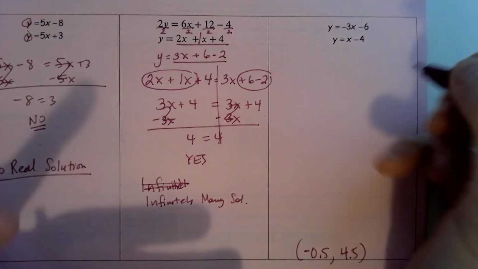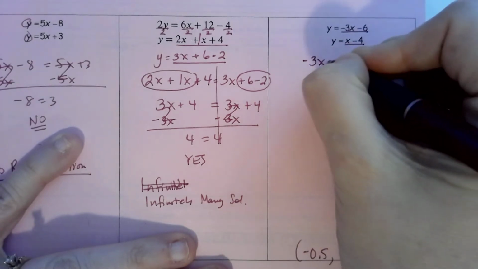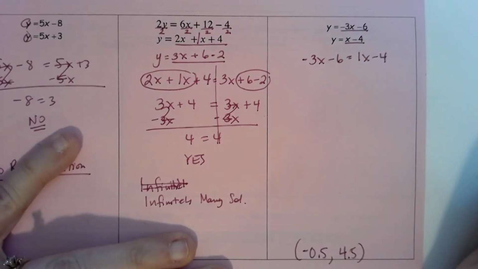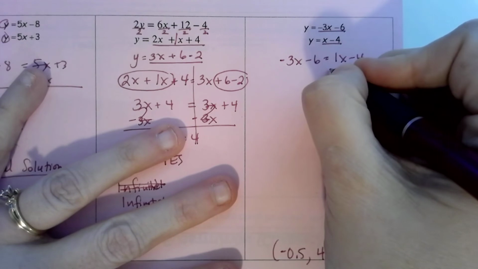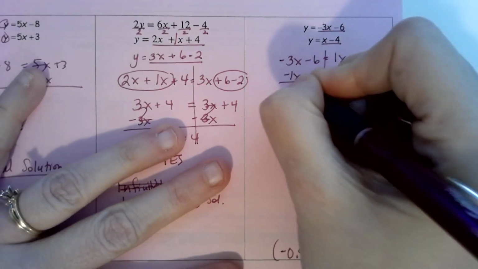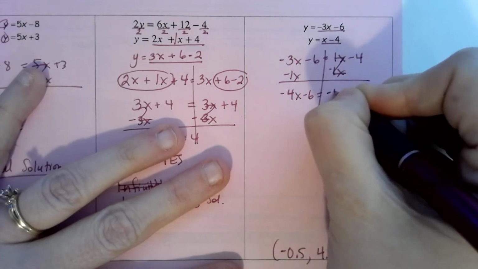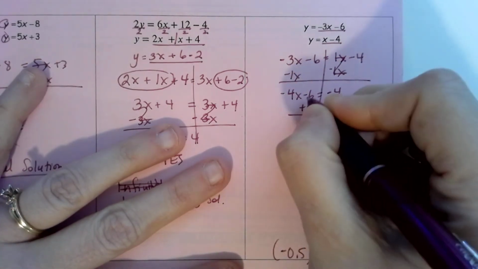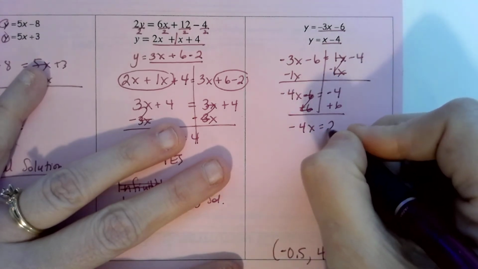All right, so let's try this one out. Okay, so since they're both equal y, they both equal each other, so I have negative 3x minus 6 equals, I'm going to say 1x minus 4, because I don't like my problems to have no coefficient. All right, so I'm going to subtract 1x, because I've got the same thing on both sides. I'm going to subtract 1x from both sides. I get negative 4x minus 6 equals negative 4. I'm going to add 6 to both sides to get this negative 6 away from here. Negative 4x equals 2.